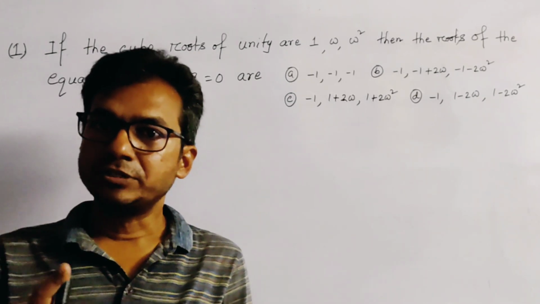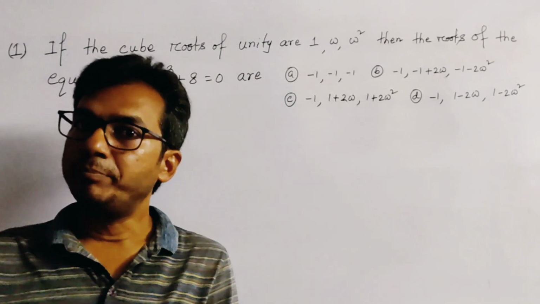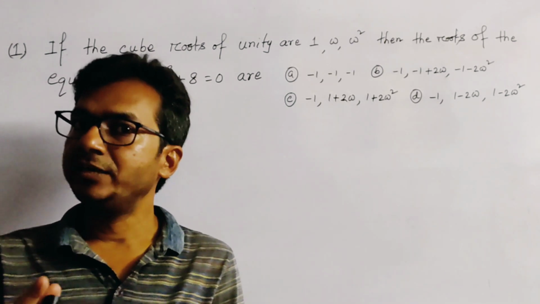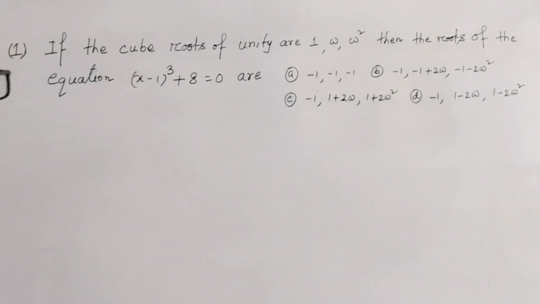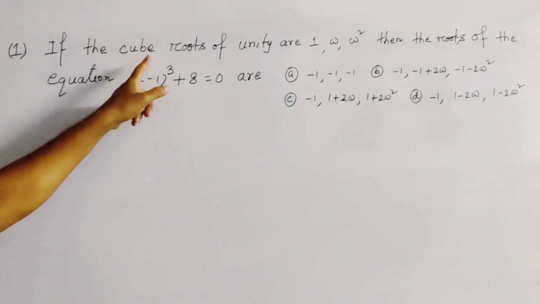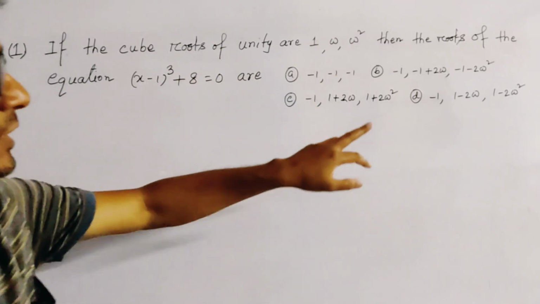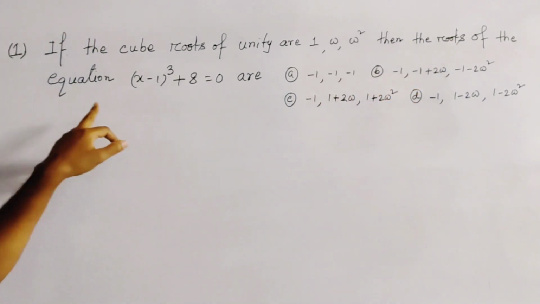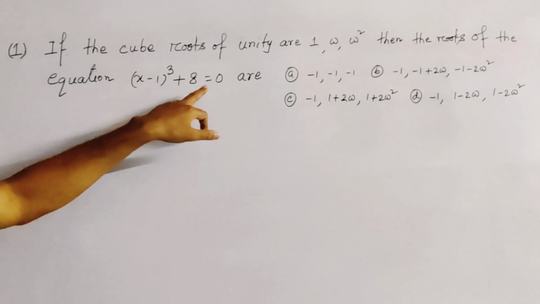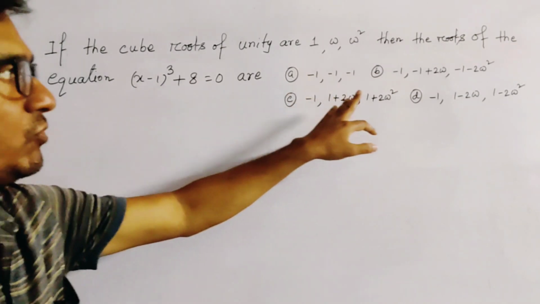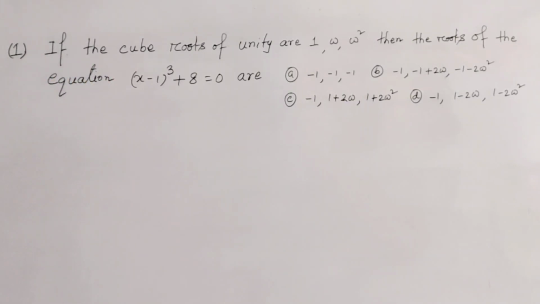We discuss three important and interesting problems of complex numbers of JEE standard. The first one is, if the cube roots of unity are 1, omega, omega square, then the roots of the equation (x minus 1) whole cube plus 8 equals 0 are. Four options are given here. We have to find the correct alternative.